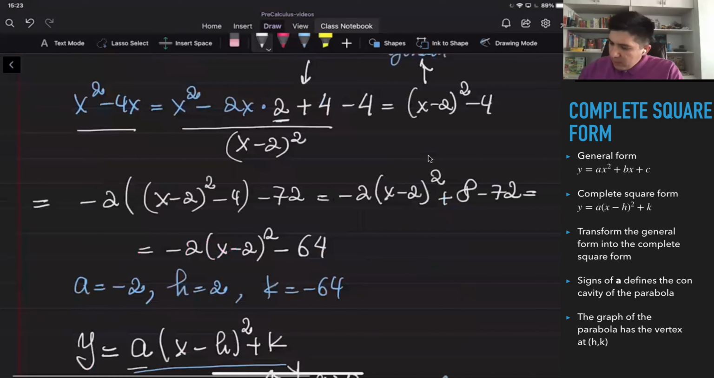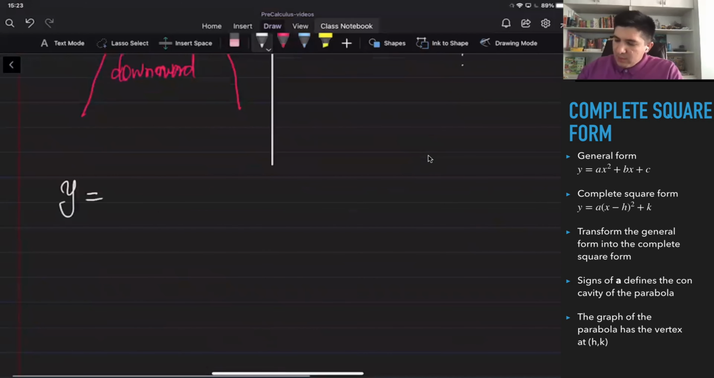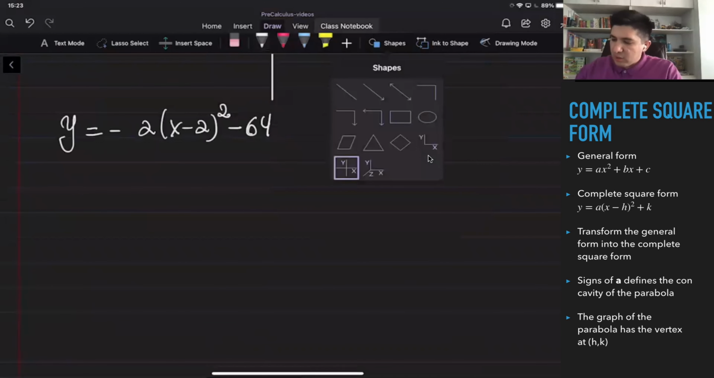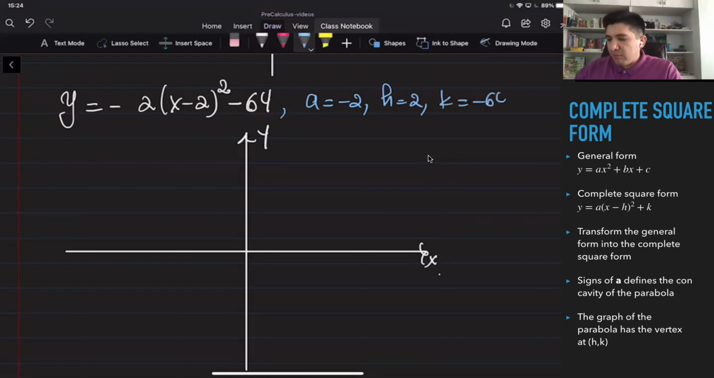Our last example was this one, right? So y is equal to minus 2 times (x minus 2) squared, minus 64. I would like to roughly sketch the graph of this function. So this is the x and y. Let me first write down the parameters: a is equal to minus 2, h is equal to 2, k is equal to minus 64, right? What does it mean? It means that a is negative, so the parabola looks downward, like this.